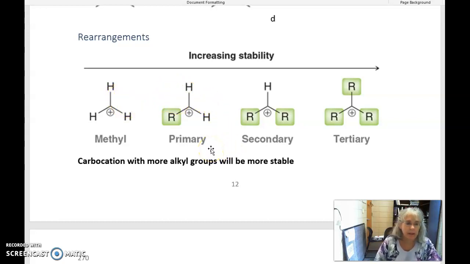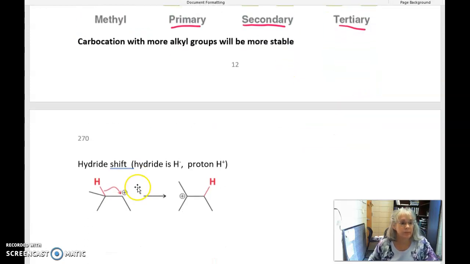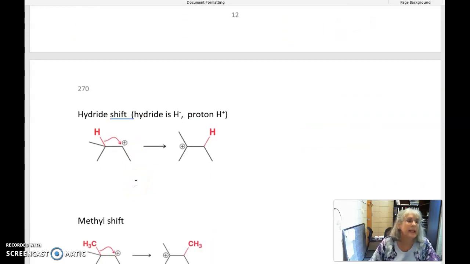This is a primary carbocation. It has 1 group. It is less stable than a secondary. The secondary has 2 R groups on it, and a tertiary has the 3 R groups. And the tertiary is the most stable, and the molecules will rearrange in order to form tertiary. And the way they do this is they will have a hydride shift.